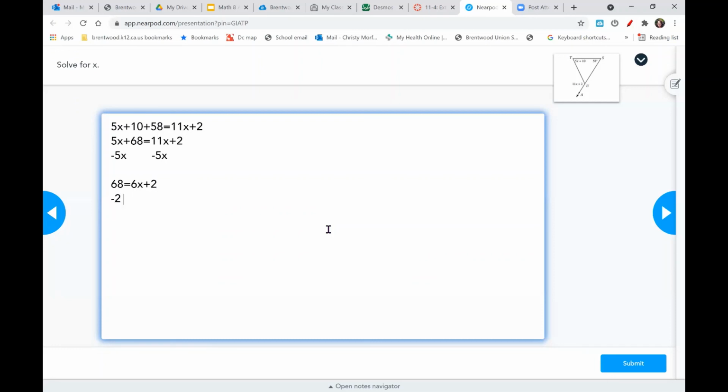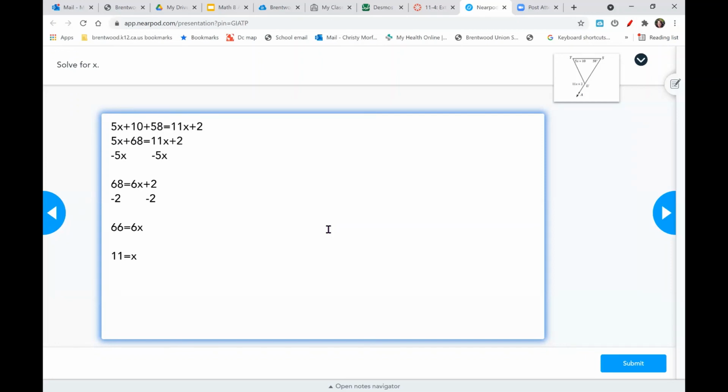So I'm going to hit enter and hit minus 2 and try to line them up as best that I can. And again, I'm going to hit enter twice to put a nice big space there. 68 minus 2 is 66. And I still have that 6x on the right. Well, you should be good enough at math and multiplication at this point to know that I can multiply 11 by 6 to get 66. So my answer is 11 equals x, or x equals 11, however you want to type it.